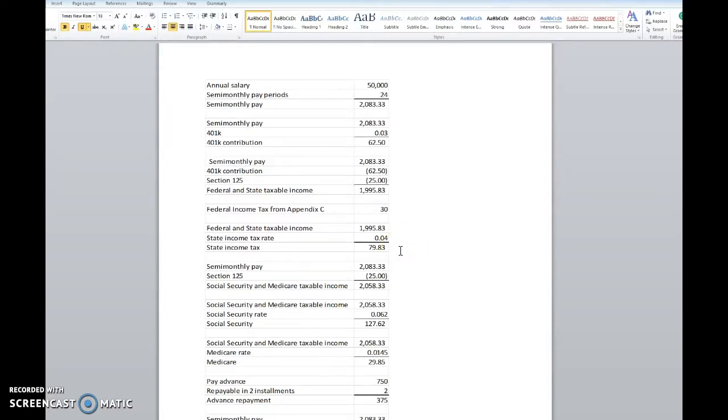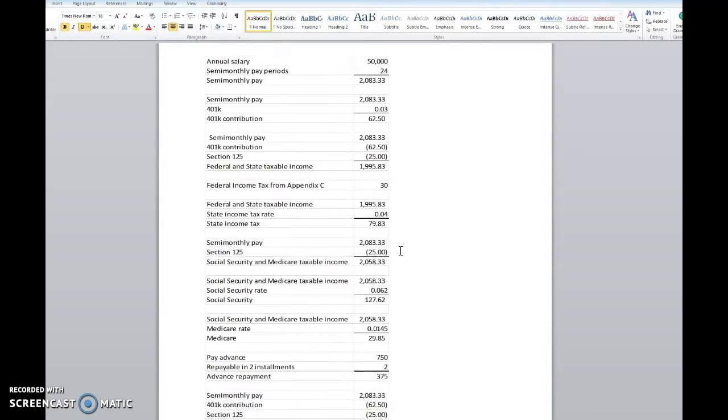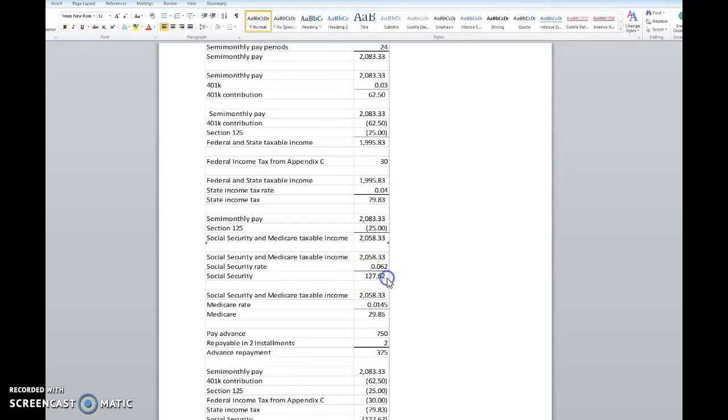Now, in order to figure out his Social Security and Medicare taxable income, you're going to take $2,083.33 minus the $25. So the amount that's eligible for Social Security and Medicare taxable income is $2,058.33. Multiply that by your Social Security rate of 6.2%. Social Security then is $127.62. Medicare, remember, has no wage limit, so that's multiplied by 1.45%, which is $29.85.